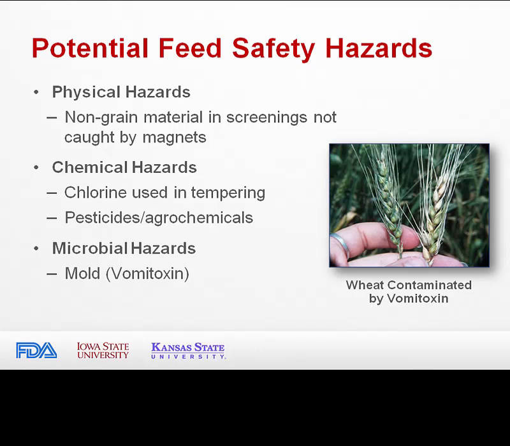Chlorine is often added to control microbial growth during the tempering process, and thus careful monitoring of these levels is necessary to control chemical hazards. Finally, cool, wet weather conditions early in the growing season can cause Fusarium graminearum mold growth, which can produce the mycotoxin deoxynivalenol, more commonly known as vomitoxin. Unlike aflatoxin, vomitoxin cannot pass through milk or tissues to humans, so it is a potential health and production threat to animals, but not to humans.